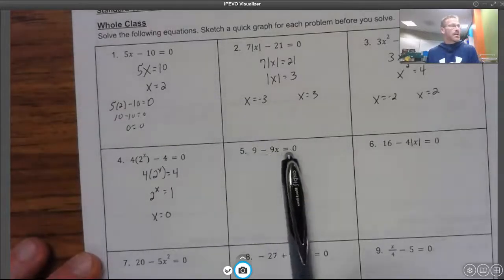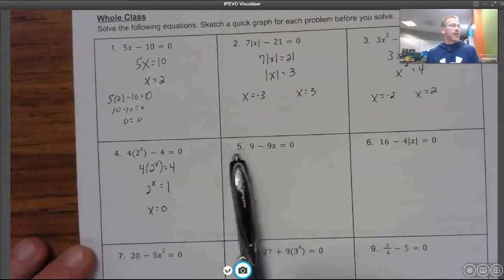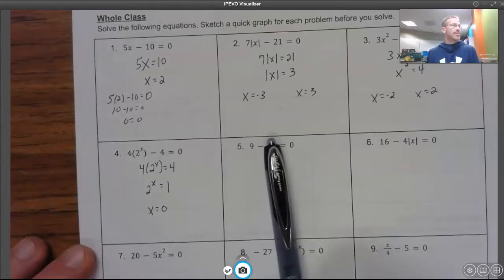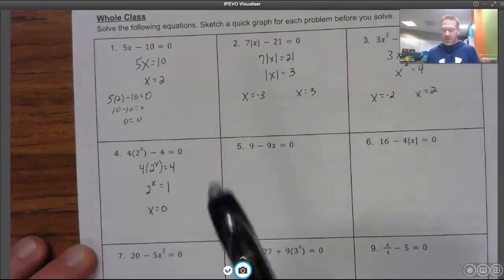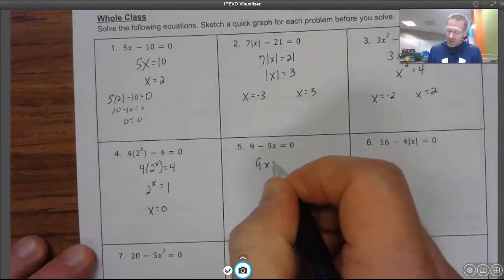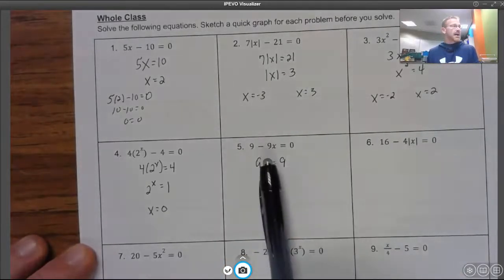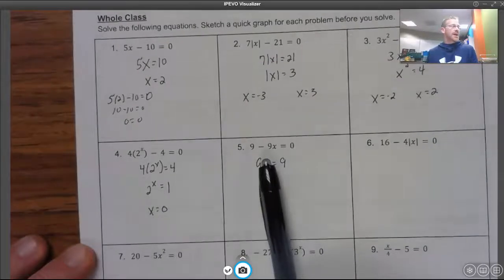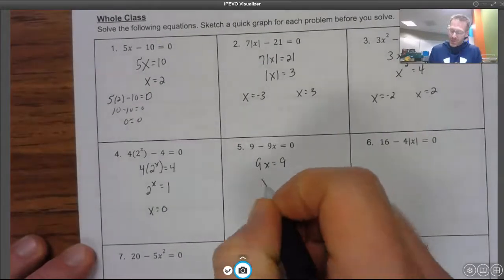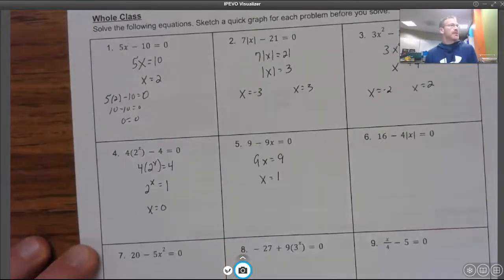All right, so now linear problem, once again, no exponents, no bars. Now, 9 minus what is 0? 9 minus 9 is 0. So that means 9x has to be 9. Now, once again, we're to a multiplication problem, right? 9 times what is 9? 9 times 1 is 9. So x is 1. All right, and that's it.